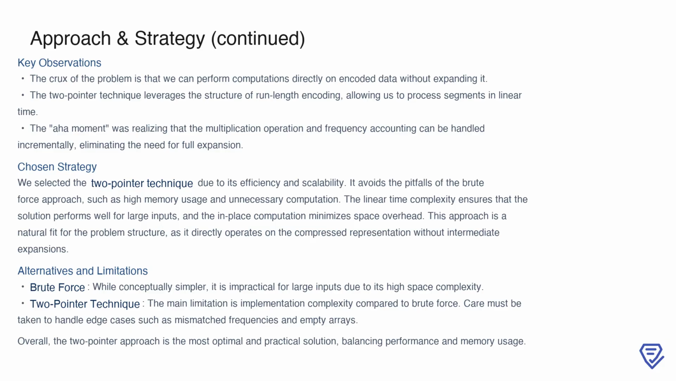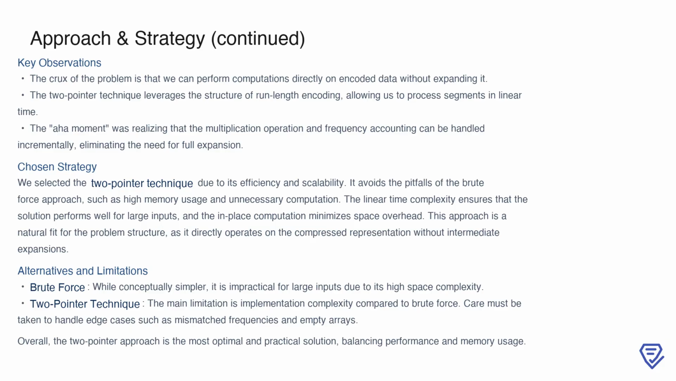The structure of run-length encoding allows us to process segments incrementally, and the two-pointer technique takes advantage of this by traversing the arrays in linear time. The breakthrough moment comes from realizing that we can compute the product of values and handle frequencies dynamically as we go, avoiding the need for intermediate expansions. This makes the two-pointer technique an ideal choice.